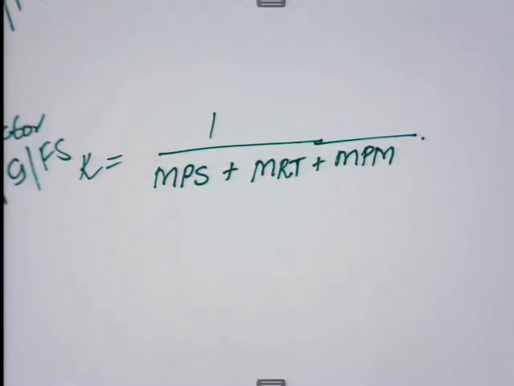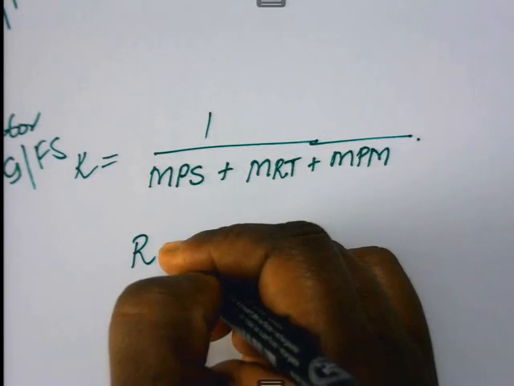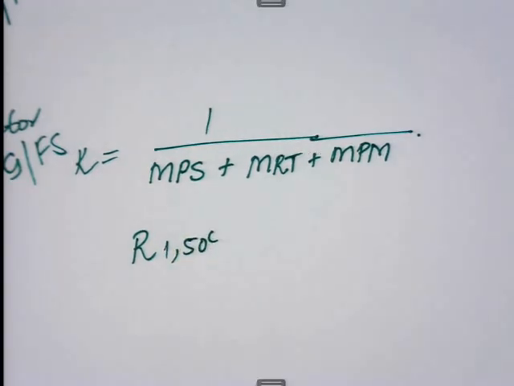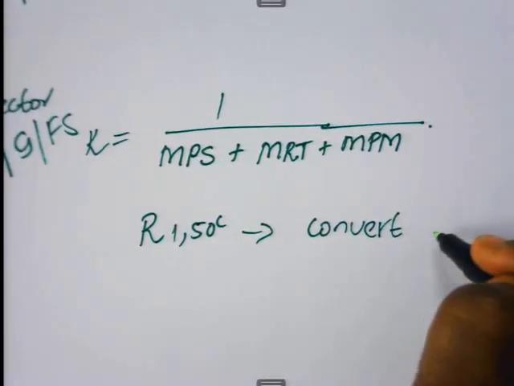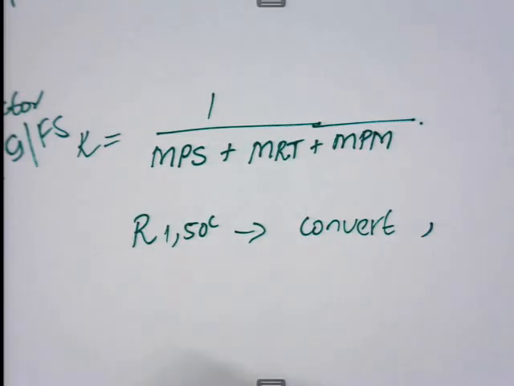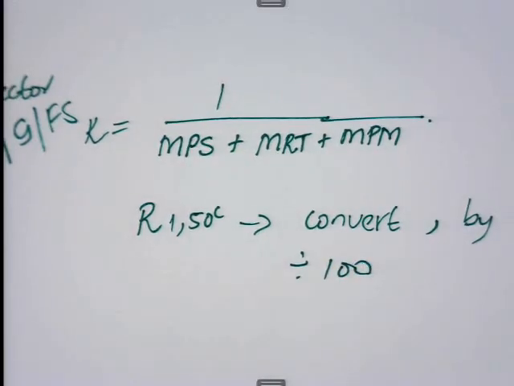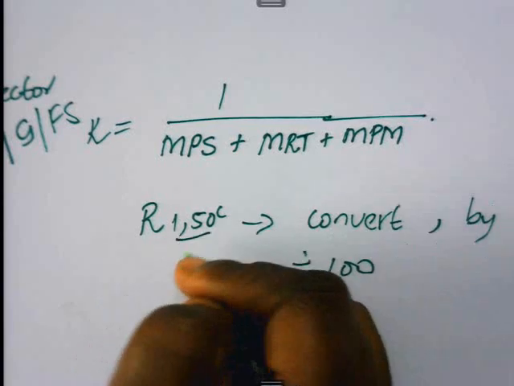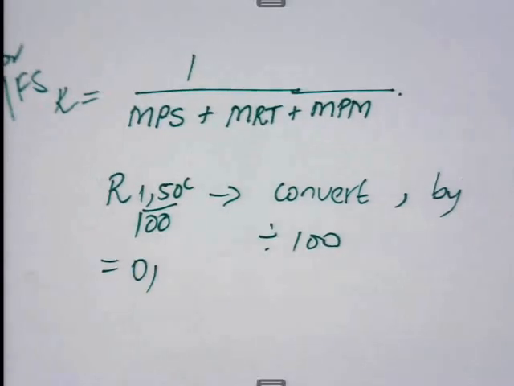Very, very important again. When we're calculating the multiplier, make sure that you convert all your values to a decimal number. Let's say you are given your values in rands, 1 rand 50 cent. Make sure that you convert that to a decimal number. How do we convert? By dividing by 100. Then your value is going to be a decimal number. You just say 1 rand 50 divided by 100. You divide by 100. All right?